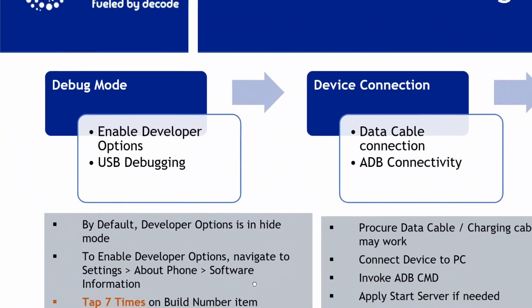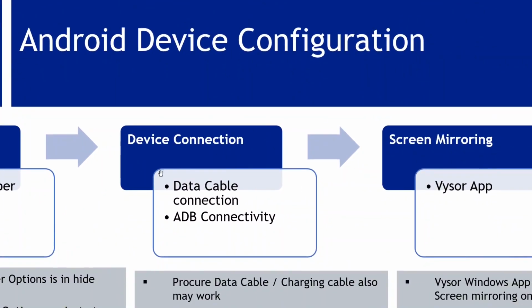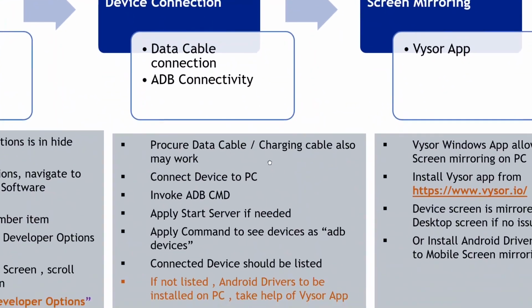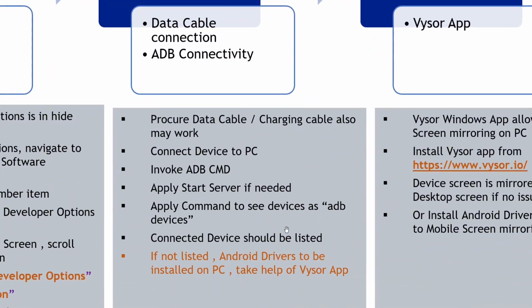Okay, the next step, step 2, is device connection, the data cable connection. You can connect to your host system. Once it is connected, then it has to be detected by ADB. Otherwise, whatever commands you apply, suppose you are trying to install an app on the device, it may not be possible because the Android debugger is not able to identify your device.